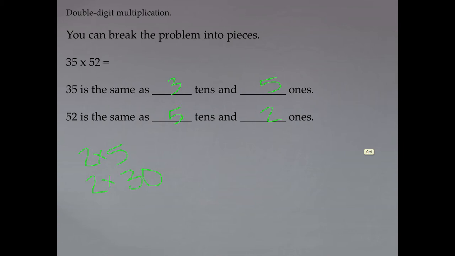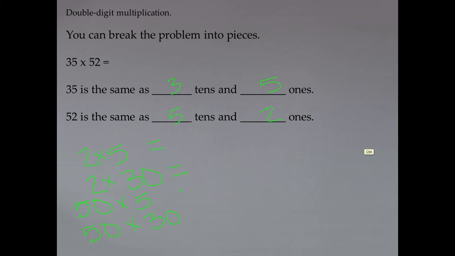So I have 5 tens multiplied by 5 ones. So 5 tens, remember, is 50, and I'm multiplying that by 5 ones. Then I'm looking at my 5 tens. I make sure I multiply that by 3 tens, which is the same as saying 30. So this gives me 4 multiplication problems.